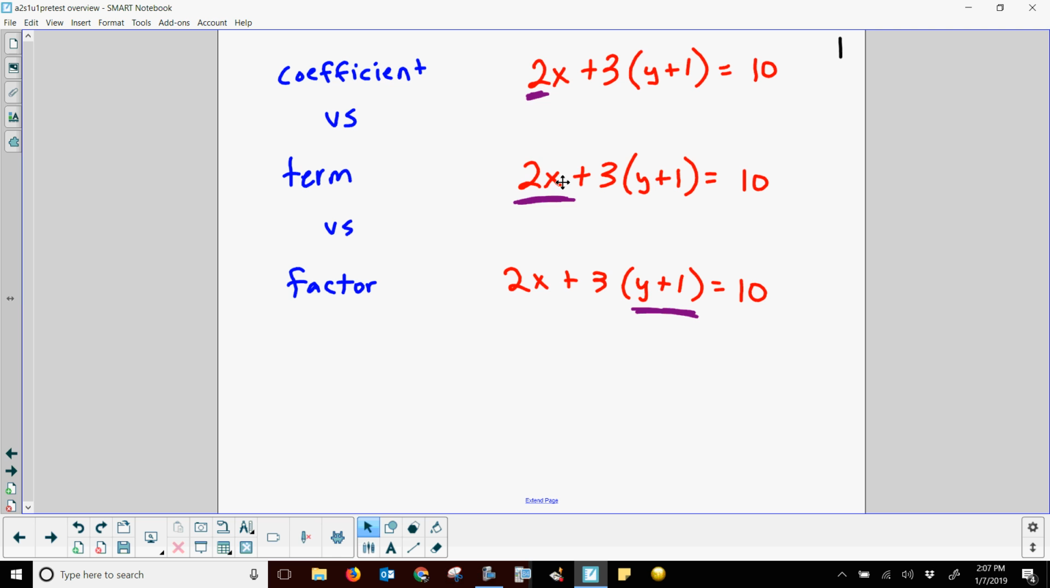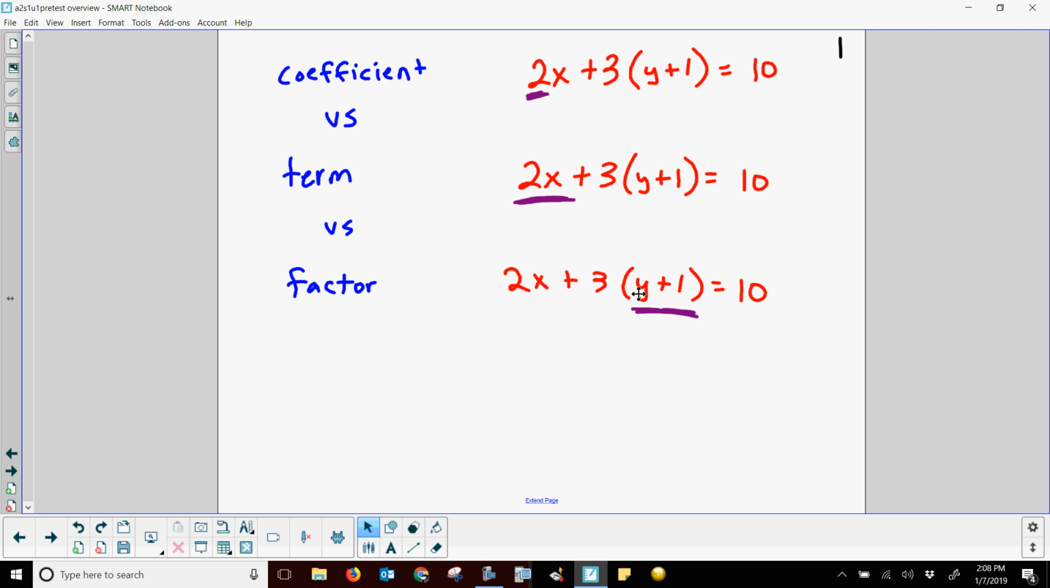A term is an entire term that's always separated by a plus or minus sign. So if I have 2x plus 5x plus 3x, well, the 2x is a term, the 5x would be a term, the 3x would be a term.